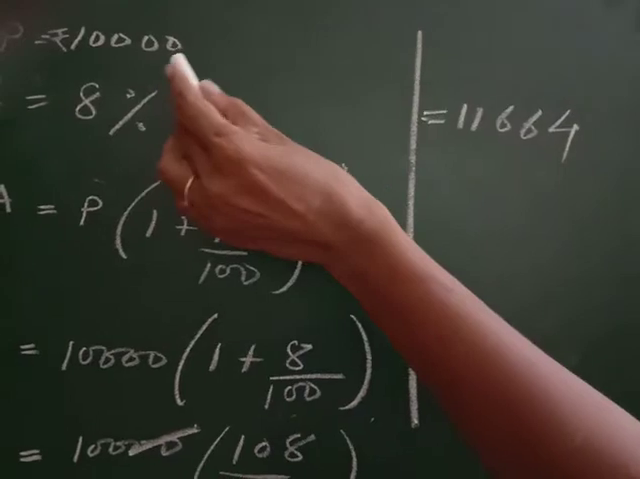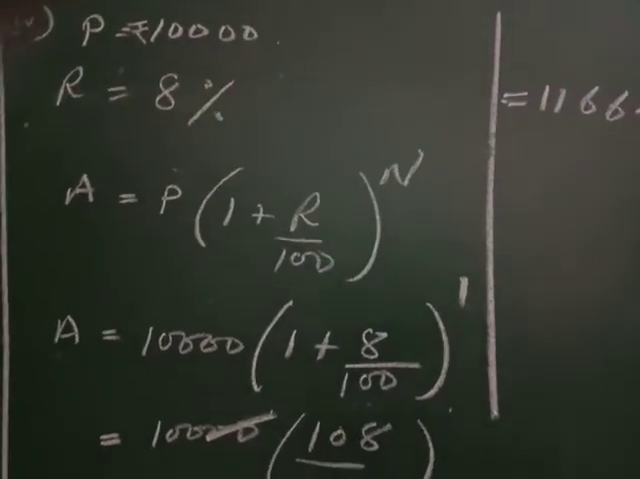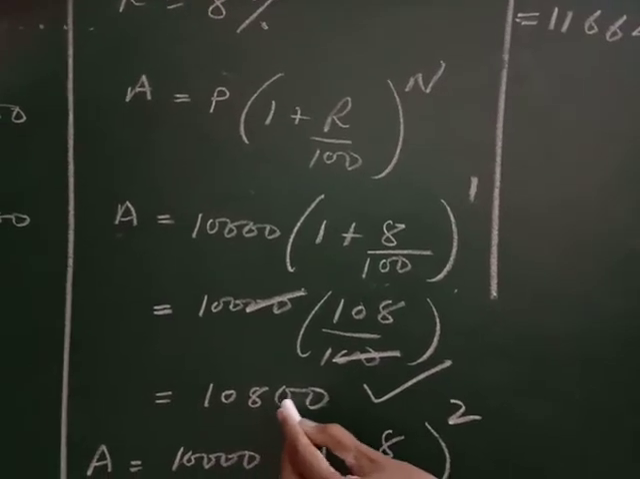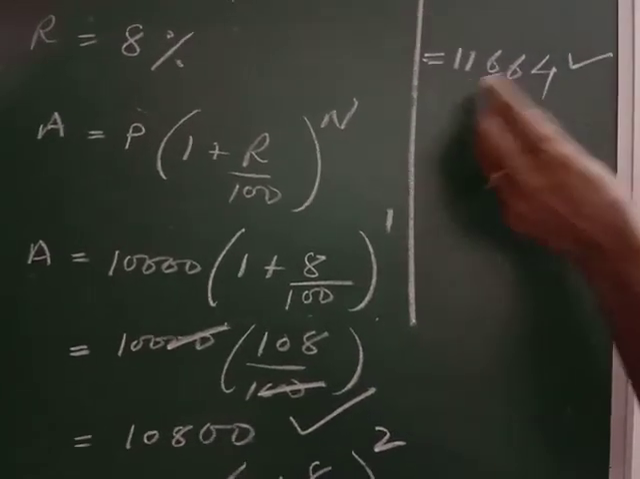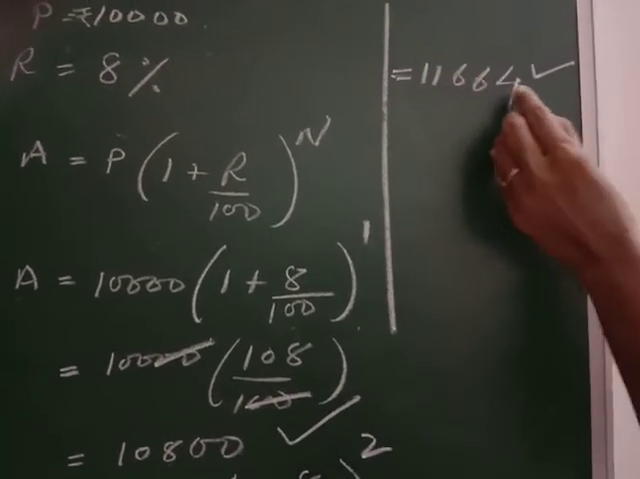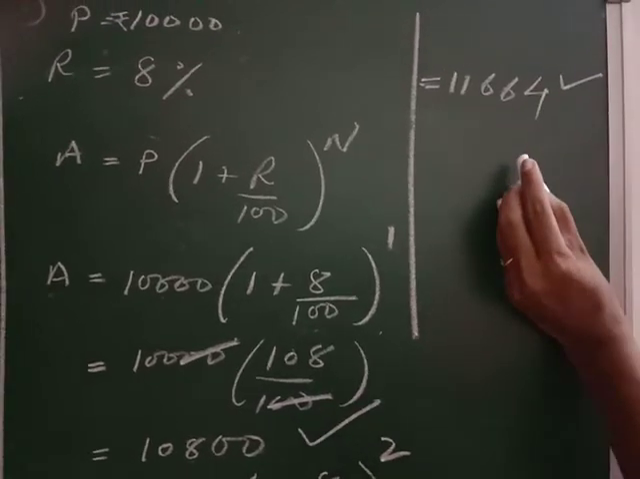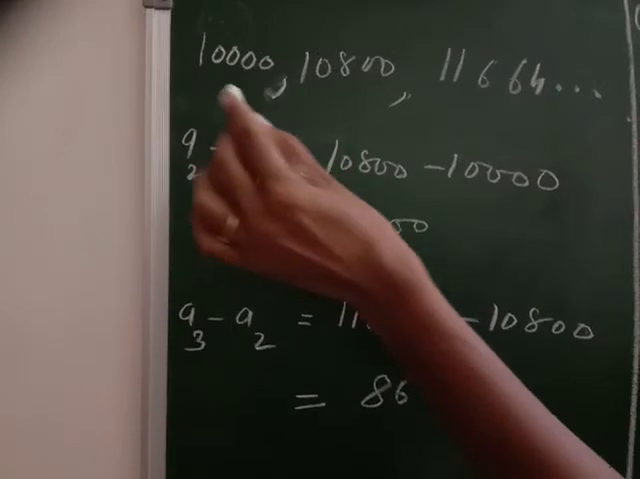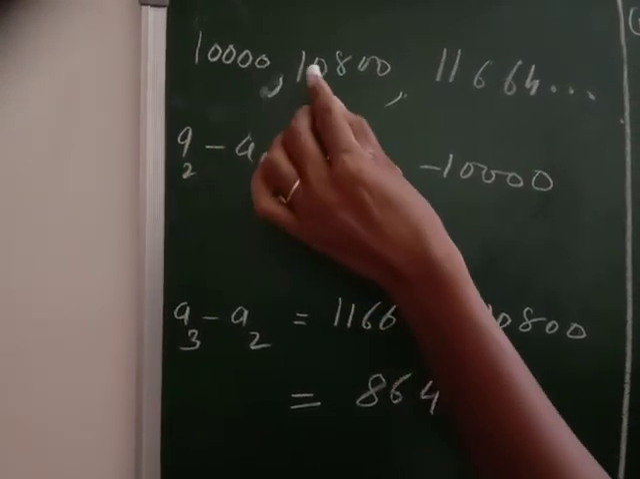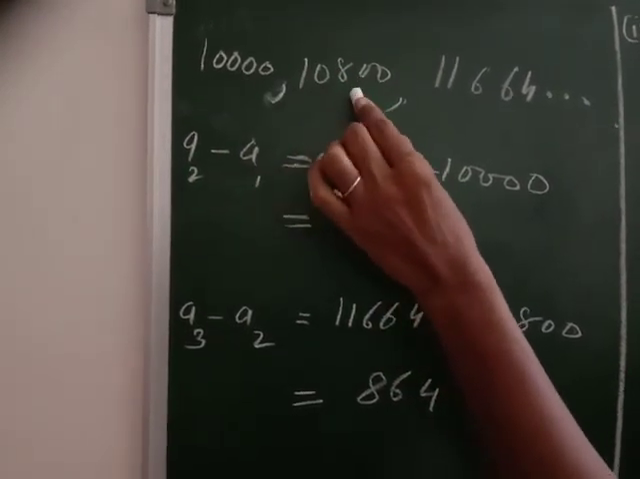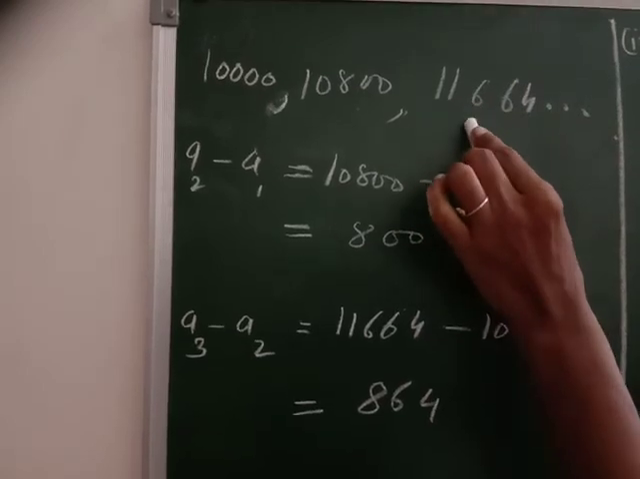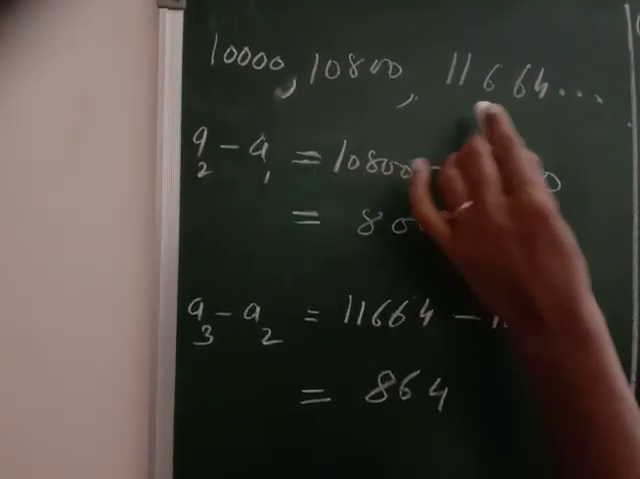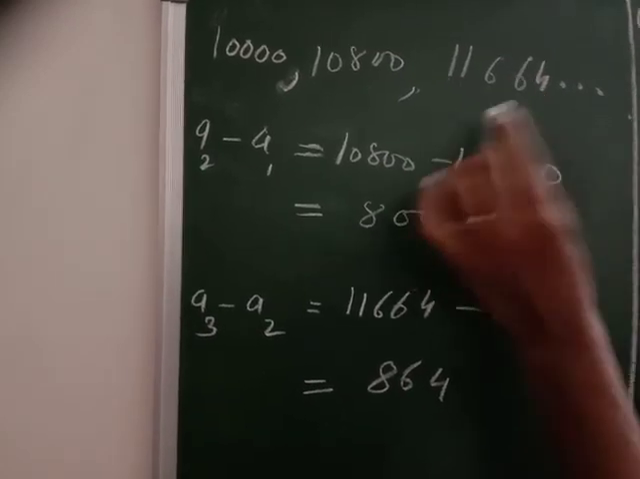So my first term is 10,000. Second term is 10,800 and the third term is 11,664. So we have to find out whether it represents AP or not. First term is 10,000, second term is 10,800 and the third term is 11,664. Now we have to check whether it is AP or not.